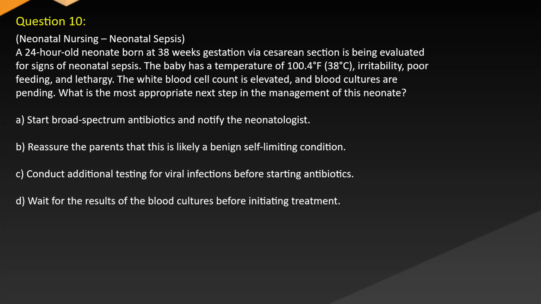Neonatal sepsis. A 24-hour-old neonate born at 38 weeks gestation via cesarean section is being evaluated for signs of neonatal sepsis. The baby has a temperature of 100.4°F, 38°C, irritability, poor feeding, and lethargy. The white blood cell count is elevated and blood cultures are pending. What is the most appropriate next step in the management of this neonate?